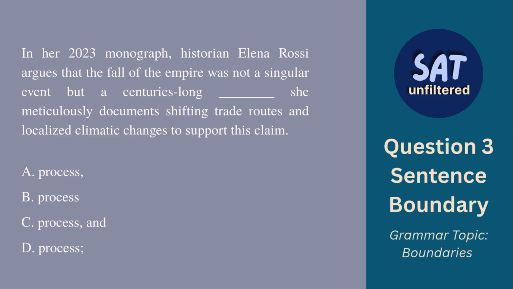So now we need to ask, how are these ideas connected? The phrase after the blank, she meticulously documents, is directly connected to the idea of the process. It explains how Rossi proves that this process occurred. Now let's take a look at each answer choice. A is process, comma. You might have recognized that this is a comma splice because it places a comma between two complete thoughts. And like we mentioned in the previous questions, the SAT does not allow a comma to separate two independent clauses by itself.